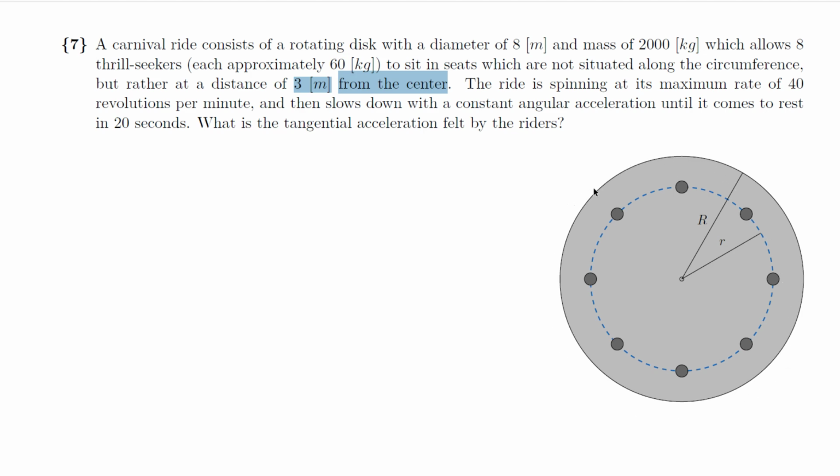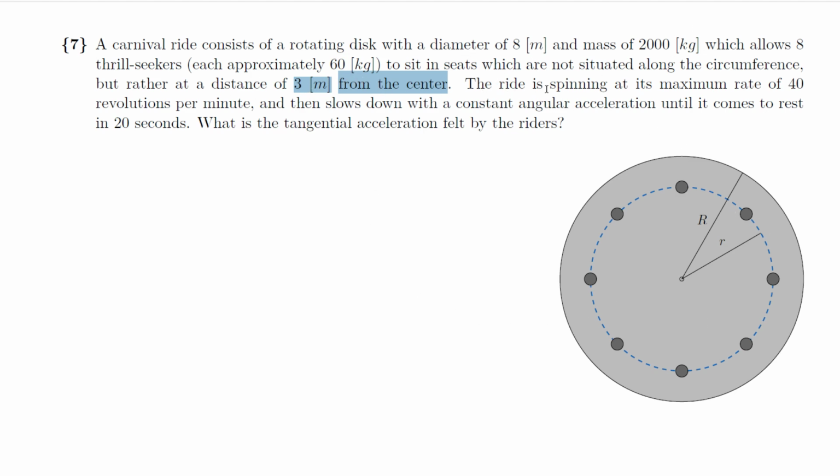This picture depicts the entire system. The diameter is 8 meters, and that means that the radius is 4 meters. The more important thing is the radius here, since you use that in pretty much everything. 4 meters, but the riders sit at a distance of 3 meters from the center, so that's what the drawing illustrates here. But that's hopefully what you would have pictured just by reading the question.